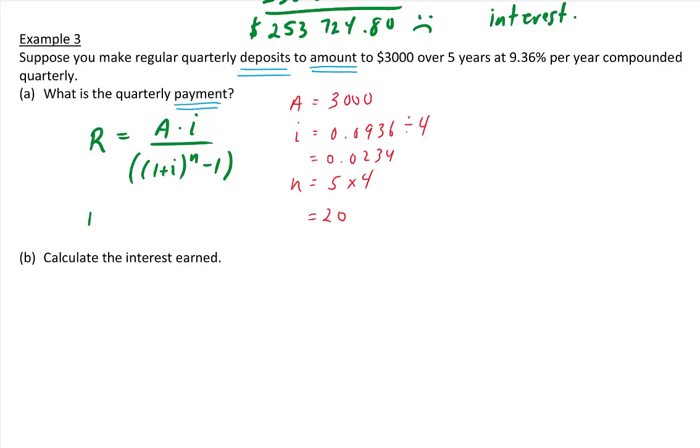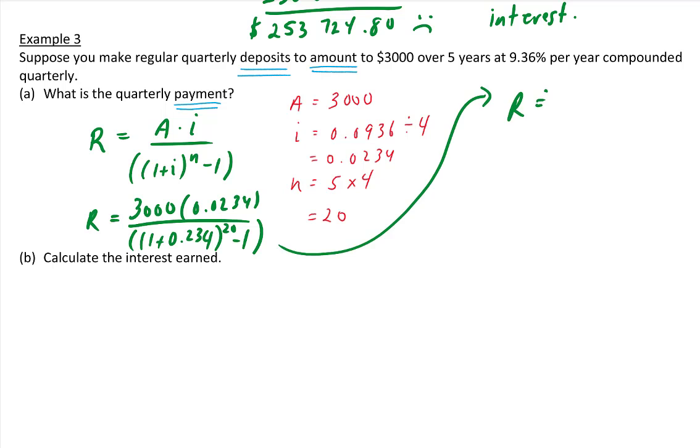Same as the last ones, let's sub in our variables. Our final amount is $3,000. Our interest rate is 0.0234, and this is over 1 plus 0.0234 to the exponent of 20 minus 1. So we end up having a regular deposit of $119.34 every 3 months.